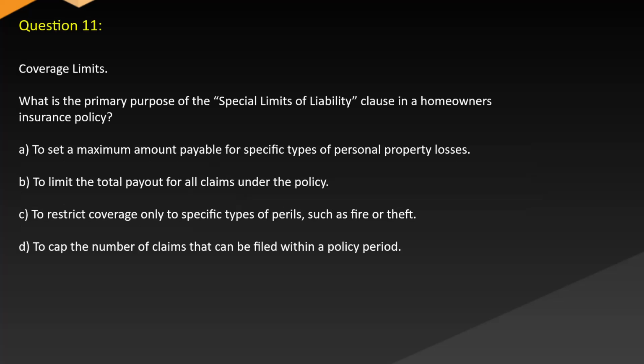Question 11. Coverage limits. What is the primary purpose of the special limits of liability clause in a homeowner's insurance policy? A. To set a maximum amount payable for specific types of personal property losses. B. To limit the total payout for all claims under the policy. C. To restrict coverage only to specific types of perils, such as fire or theft. D. To cap the number of claims that can be filed within a policy period.